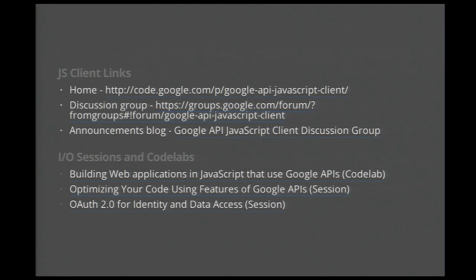And then I also wanted to call out a couple sessions and code labs. There is a code lab for this particular session that I very much encourage you to go to. It will go through all these things that I've talked about in much more detail, and you'll actually build an application using the JS client. You can also go to Optimizing Your Code Using Features of Google APIs, which is a session on making your API access more performant. And finally, a session on OAuth 2.0 and how exactly that works.